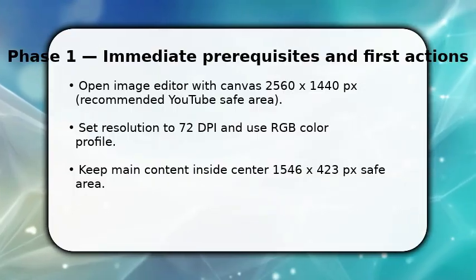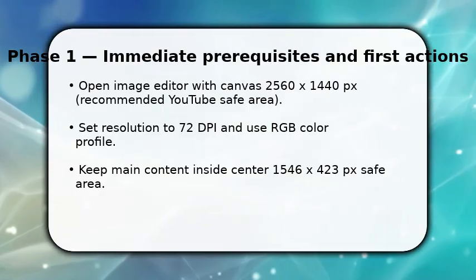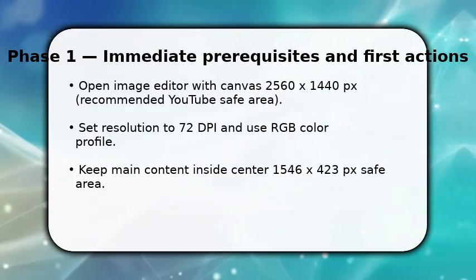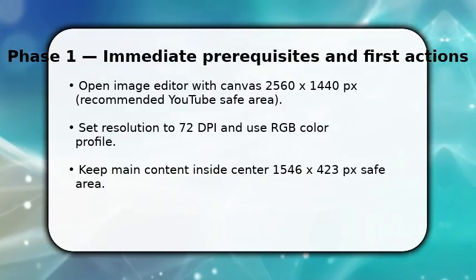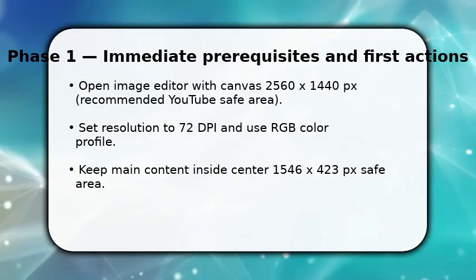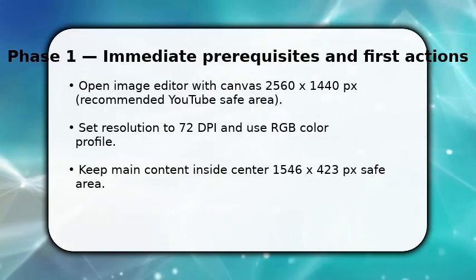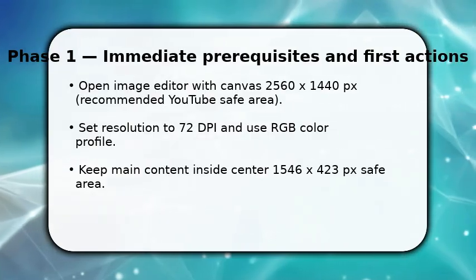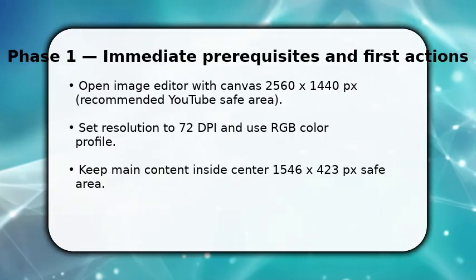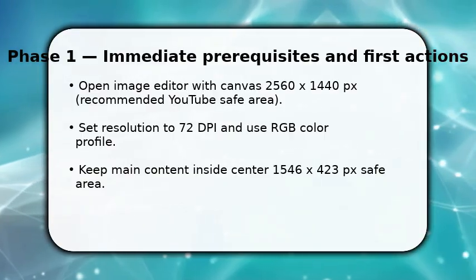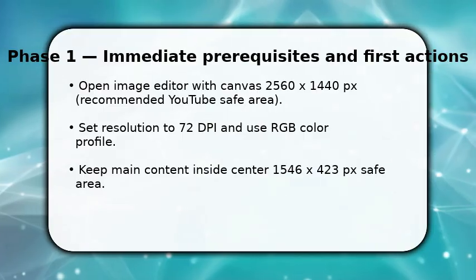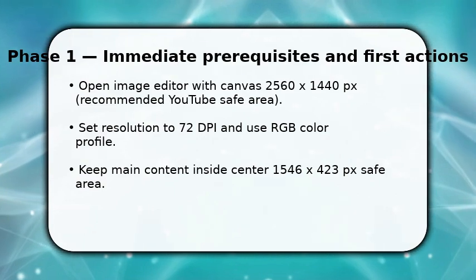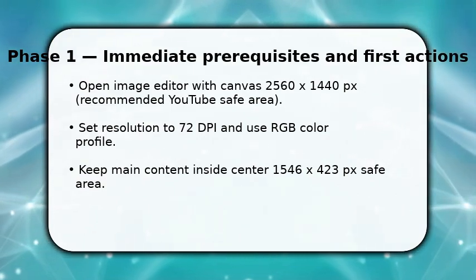You start by preparing your working file so the banner behaves predictably on all devices. Open an image editor and create a 2560 by 1440 px canvas at 72 dpi. This matches YouTube's recommended size. Once done, add guides for the central 1546 by 423 px safe area and place critical logos or text inside it so they won't be cropped. Make sure background elements extend.